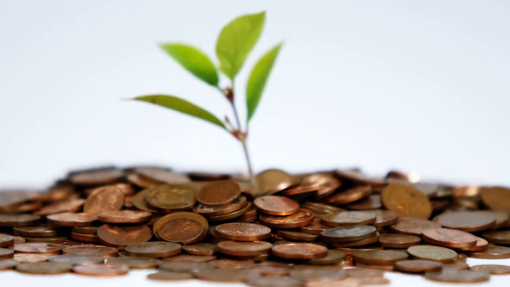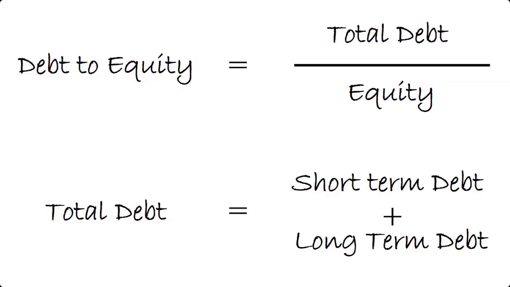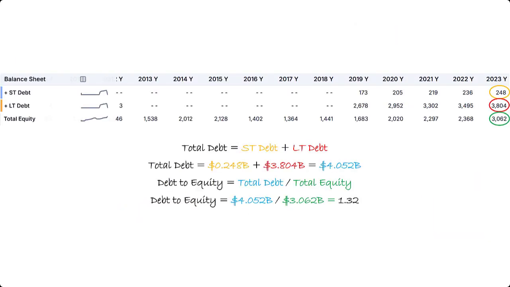Debt can speed up growth, but it also adds risk. The debt-to-equity ratio can help us determine if a company has too much debt. To calculate it, we divide total debt by equity. In 2023, Chipotle had short-term debt of $0.248 billion and long-term debt of $3.804 billion. This gives us a total debt of $4.052 billion. Total equity was $3.062 billion. That gives us a debt to equity of 1.32. That means for every $1 of equity, Chipotle has $1.32 in debt.